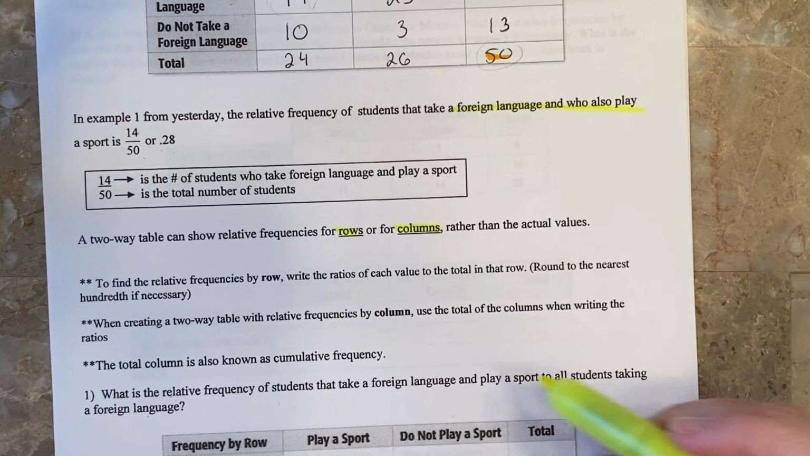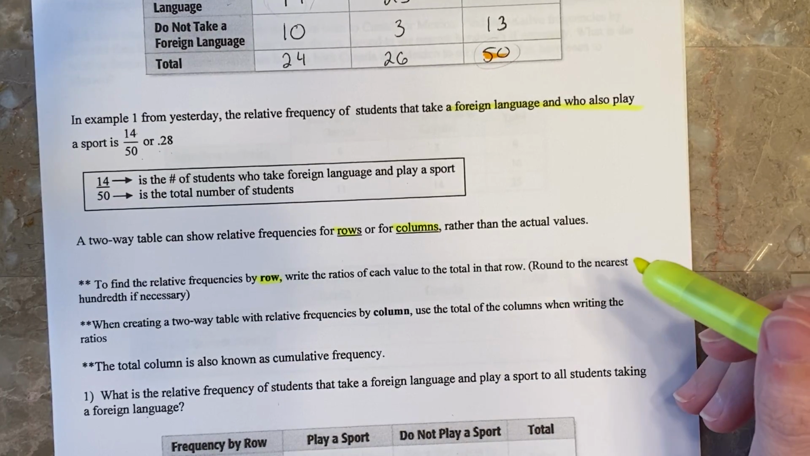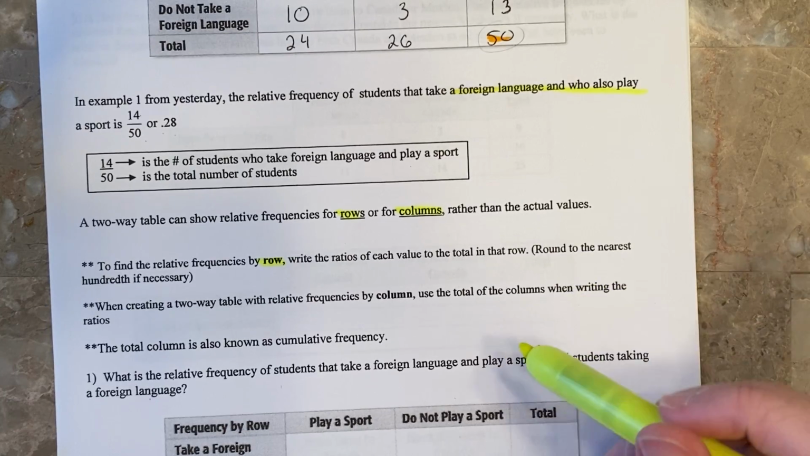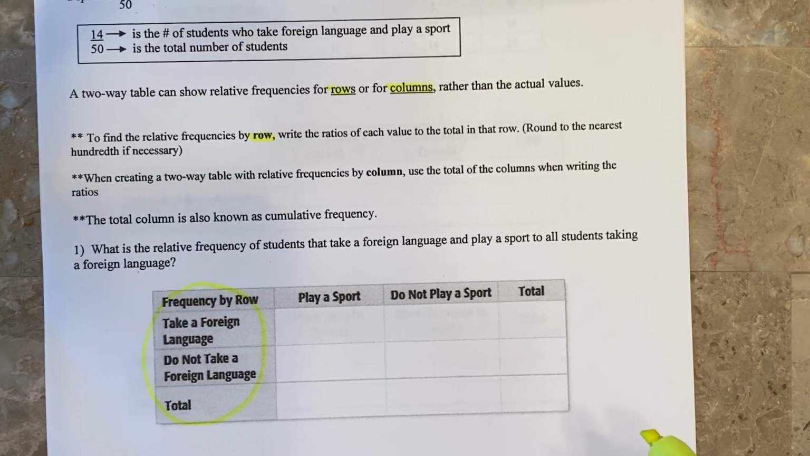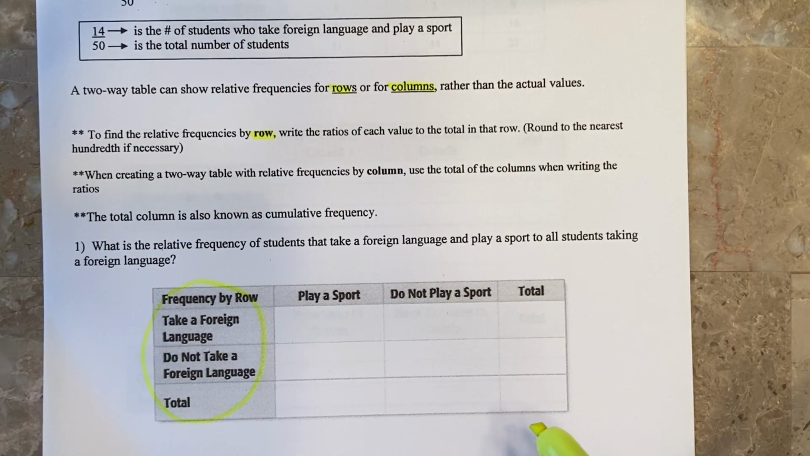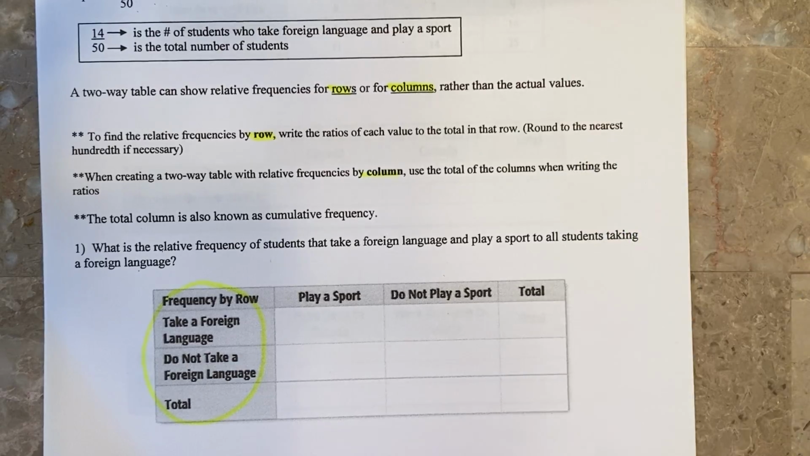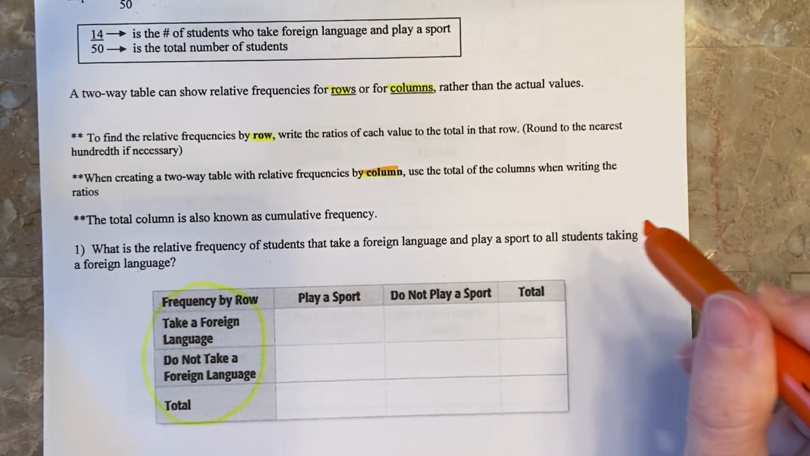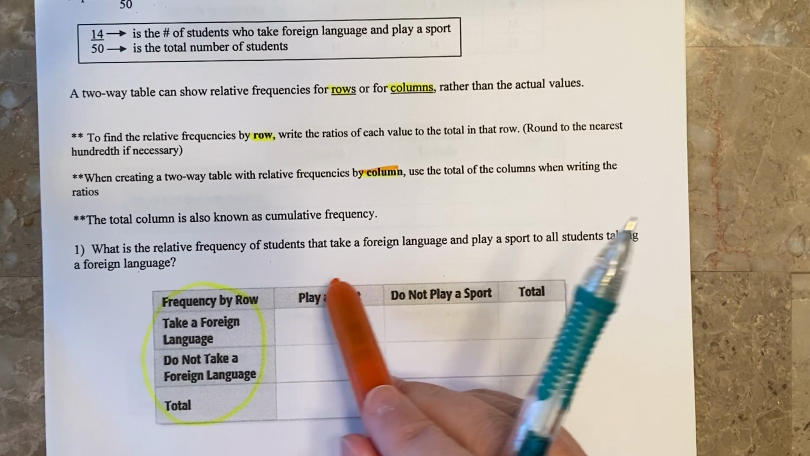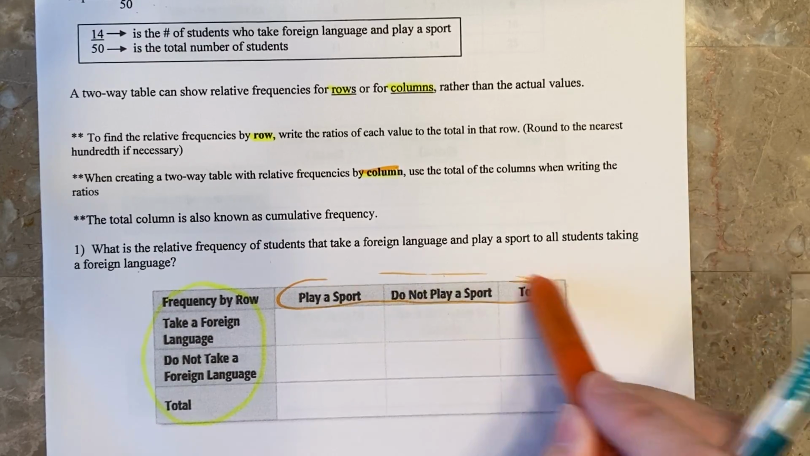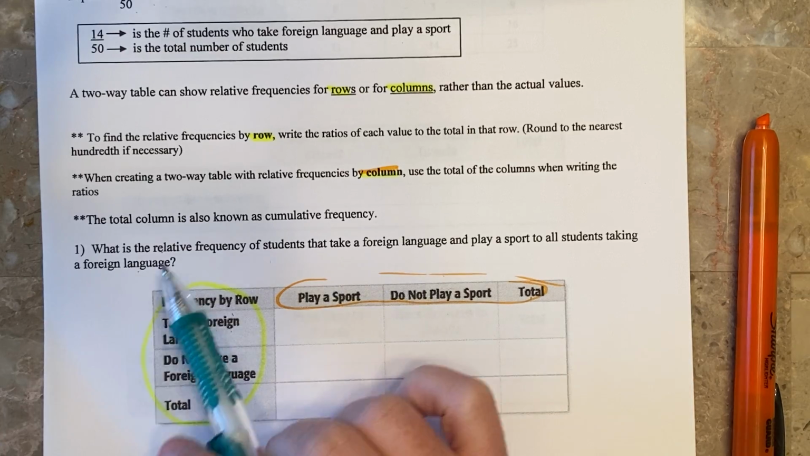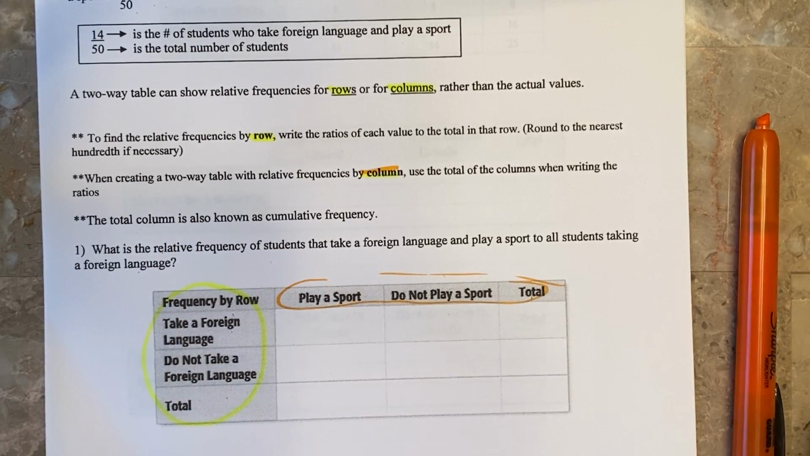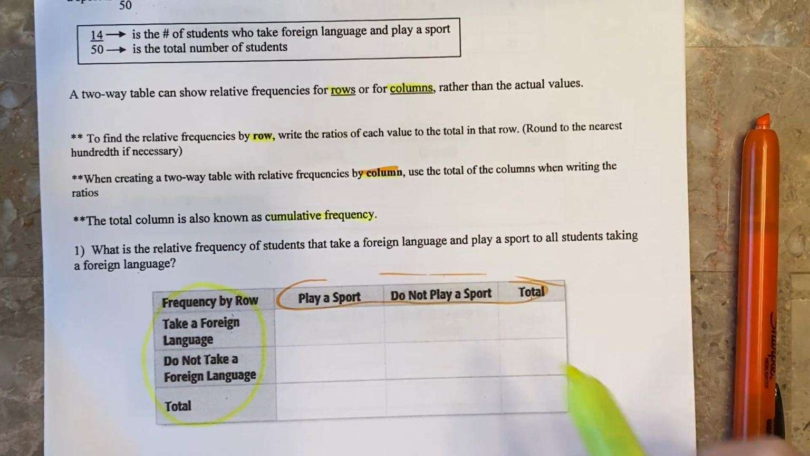To find the relative frequency by row, write the ratios of each value to the total in that row. So remember, these are all of your rows. When creating a two-way table with relative frequency by column, use the total of the column when writing. So don't forget, these over here are your column headings. It's very important that you know that vocabulary. These are rows and these are columns. And then the total column, whether it's this way or this way, is just known as regular cumulative frequency.